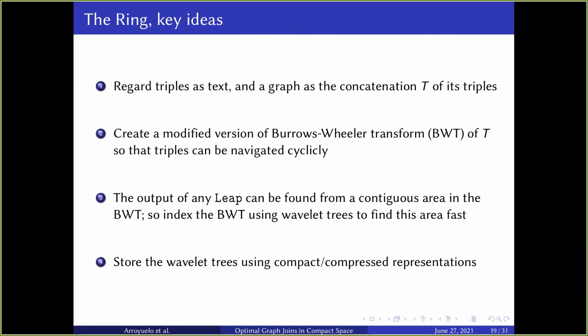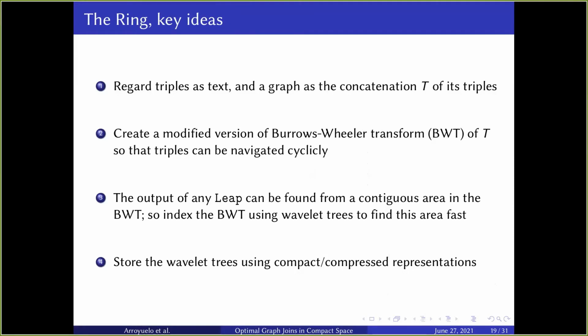So with this in mind, the key ideas of our representation and query evaluation are to regard triples as text and the graph as the concatenation of these triples, and create a slightly modified version of the Burrows-Wheeler transform of the text, so that, as for pattern matching in strings, the output of any leap operation can be found in a contiguous region of this BWT. And then we index this BWT using wavelet trees to find this contiguous region fast, and finally store the wavelet trees using a compact or compressed representation.